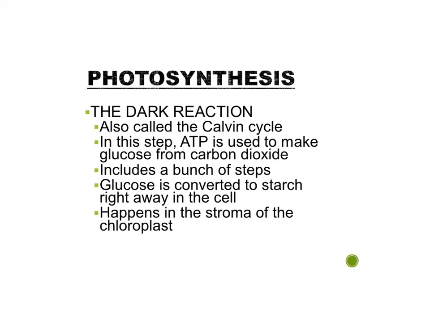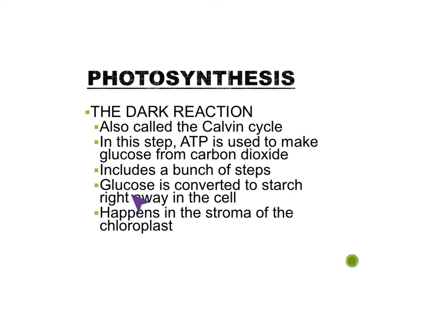In the second step, it's called the dark reaction. It's also called the Calvin cycle. You might also see it called the Calvin-Benson cycle. In this step, the ATP that was created in the light reaction is used to make glucose from carbon dioxide. This has a lot of steps that we're not going to talk about. Just like with cellular respiration, you don't need to learn all those steps. But in all those steps, we get glucose out.